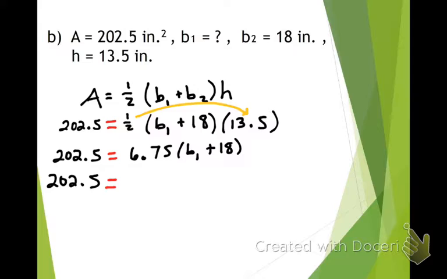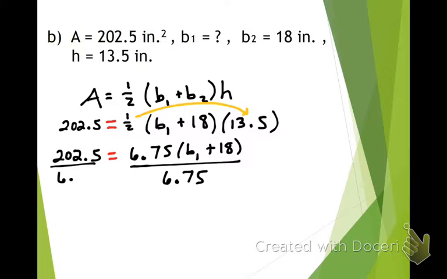How do I get rid of that 6.75? Divide by itself. I divide it by 6.75. So if I divide this side by 6.75, I have to divide the other side by 6.75. So this side will cancel out. Plug the other part into your calculator. When you divide those two numbers right there, what do you get? 30.